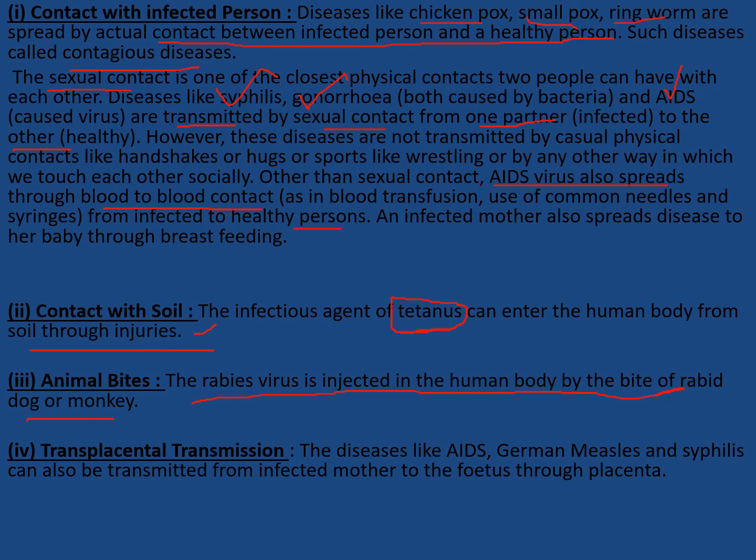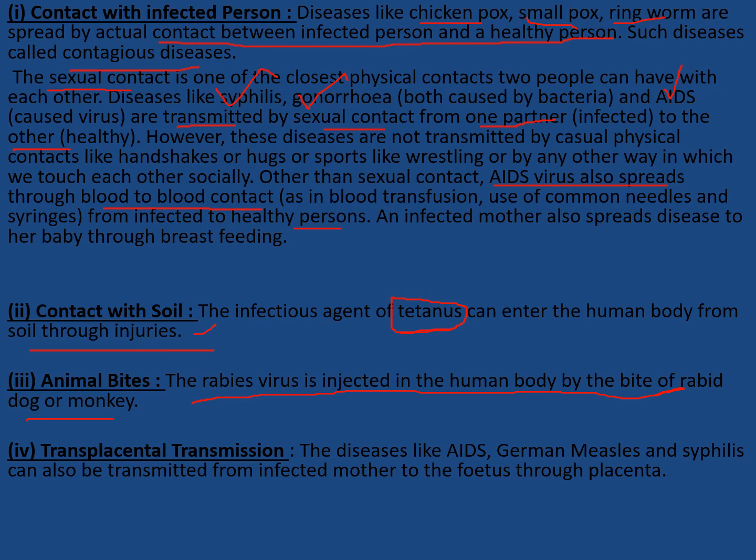Next, transplacental transmission. Diseases like AIDS, German measles, and syphilis can be transmitted from the infected mother to the fetus through the placenta. This is done inside the fetus only. Now look here, diseases like AIDS, German measles, and syphilis can be transmitted from the infected mother to the fetus through the placenta. These are some of the most important diseases. Now please copy down this page.